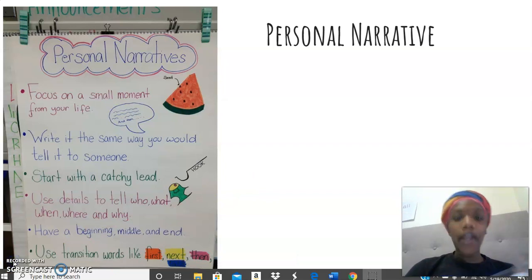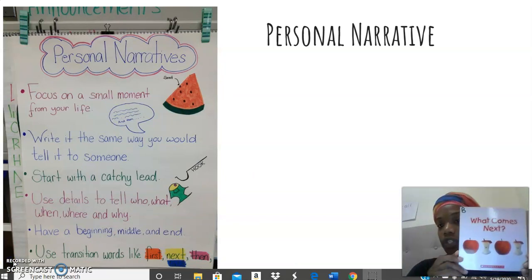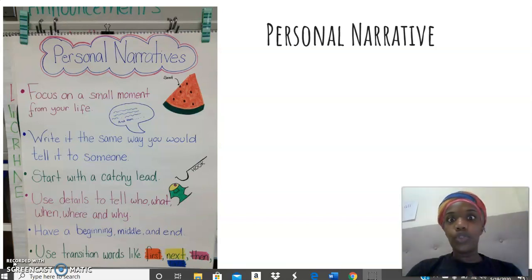All right, so here is a book that I'm going to read to you today. It's called What Comes Next. This is a story that shows you how to write in order, right? Sequence. So it says, what comes next? What comes next? Actually, a math book, which is very interesting for writing, right?